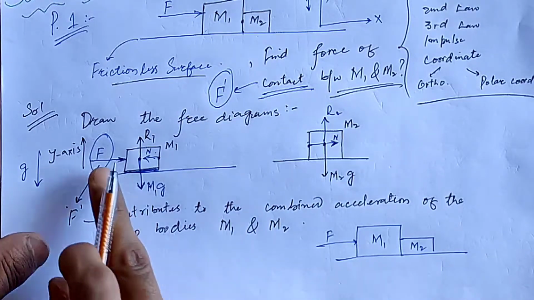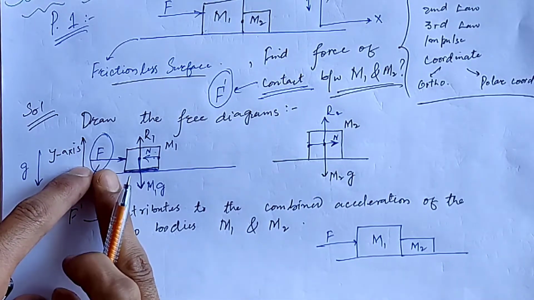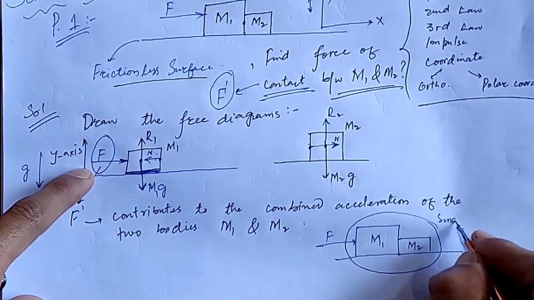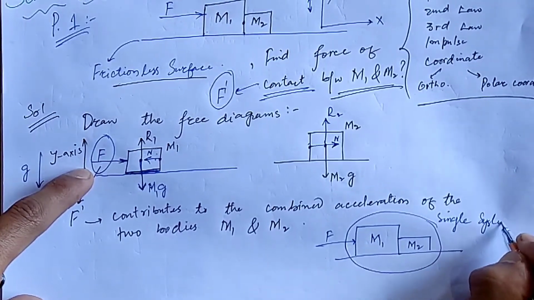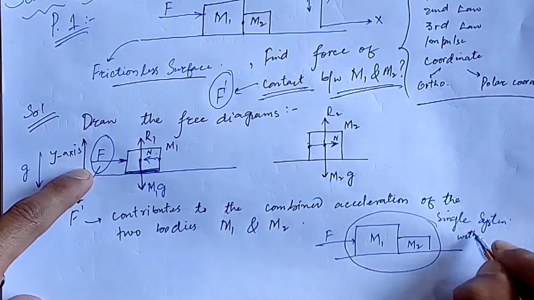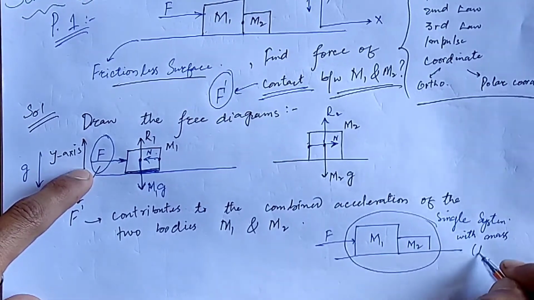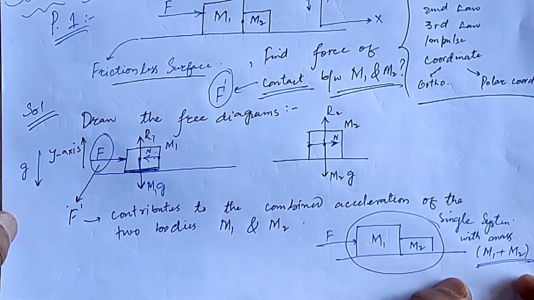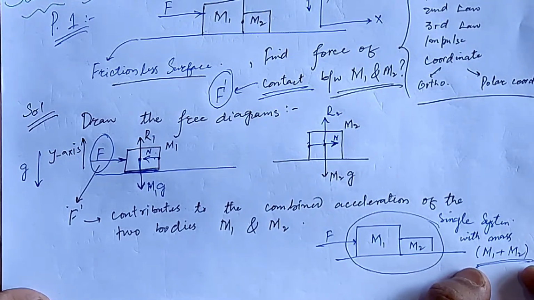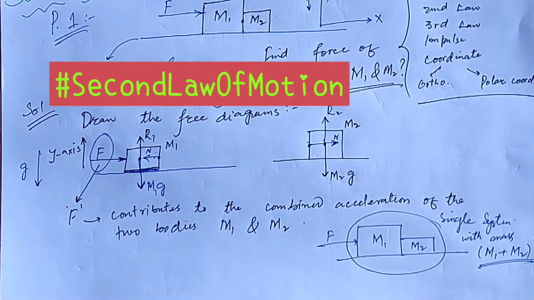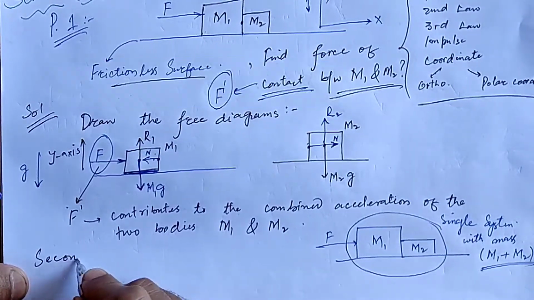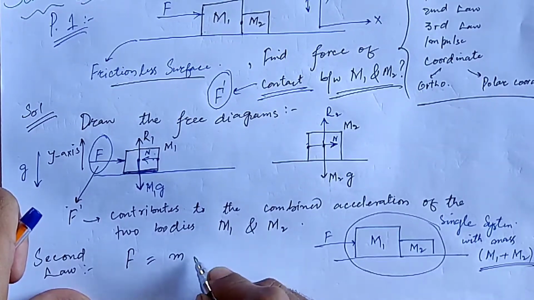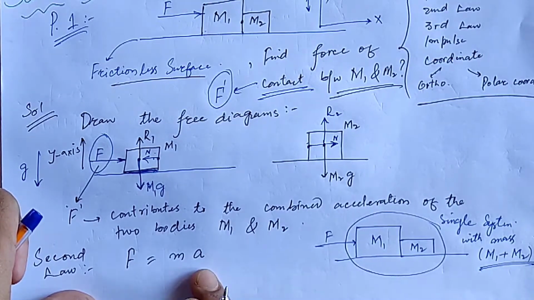So the net force, the net acceleration, is caused by this force, and these two bodies act as a single system with mass m1 plus m2. So this body acts as a single body now with mass m1 plus m2. We know from the second law of motion that force equals mass times acceleration.